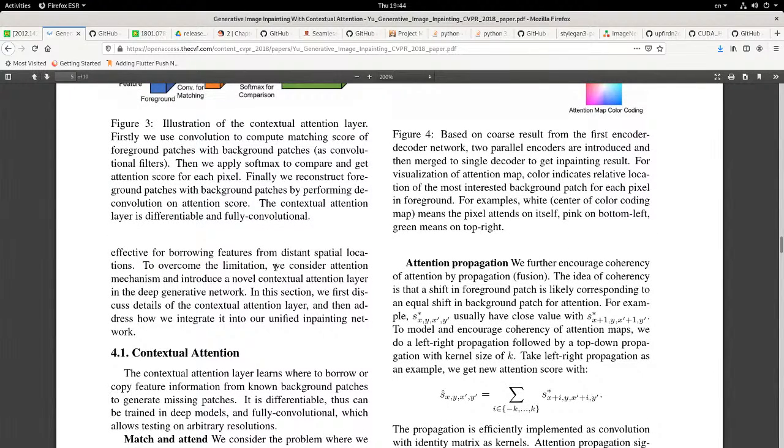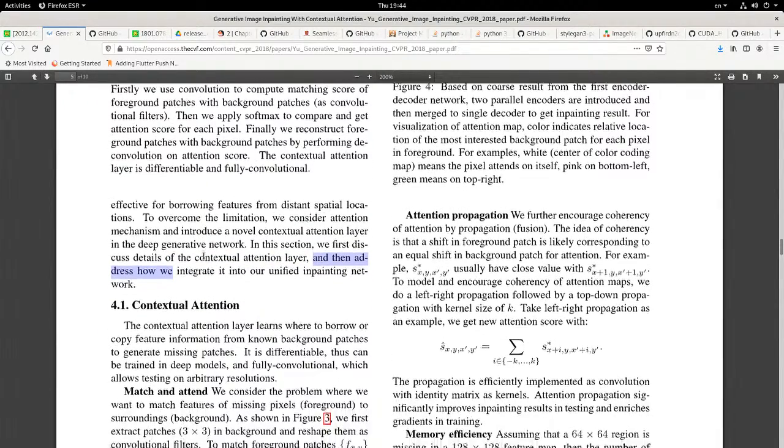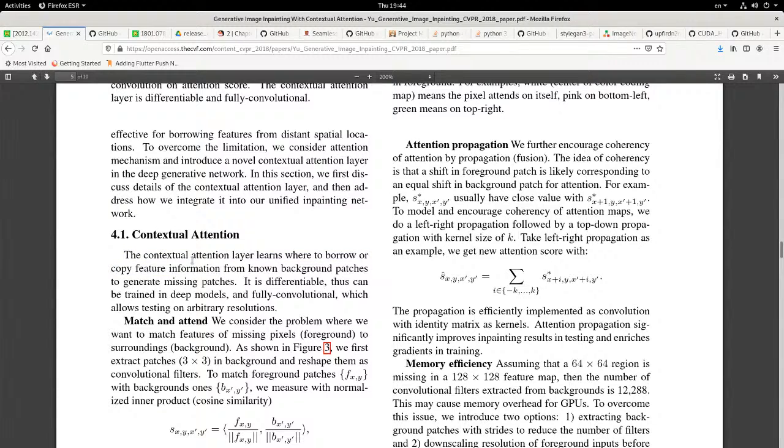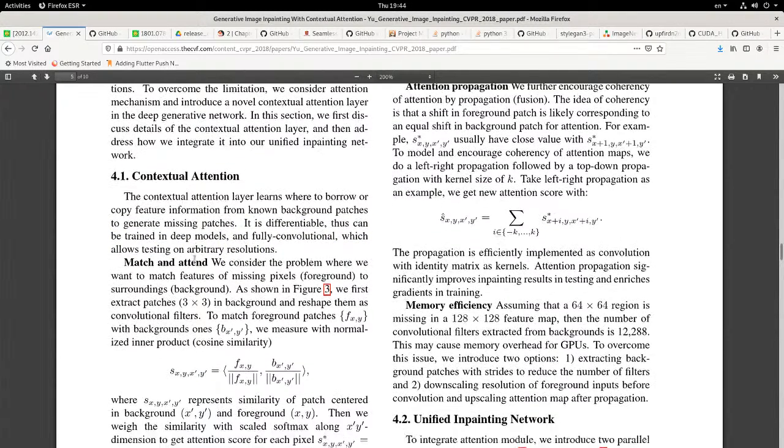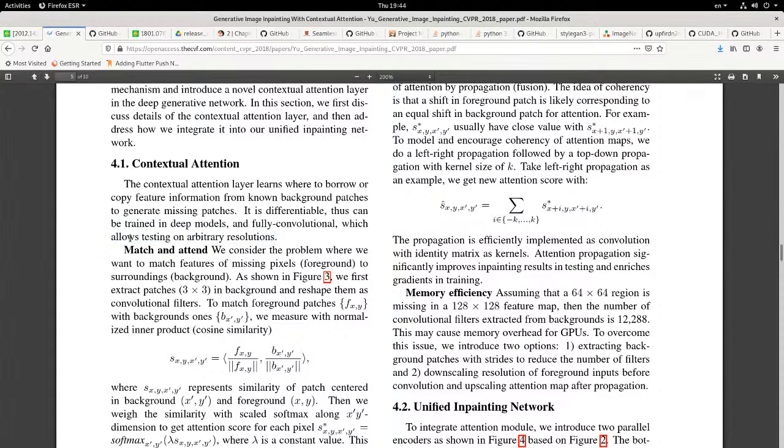To overcome this limitation, we consider attention mechanisms, which is a novel contextual attention layer in the deep generative network. In this section, we first discuss details of the contextual attention layer, and then address how we integrate it into our unified in-painting network. Contextual attention. The contextual attention layer learns where to borrow or copy feature information from known background patches to generate missing patches. It is differentiable, thus can be trained in deep models, and fully convolutional, which allows testing on arbitrary resolutions.